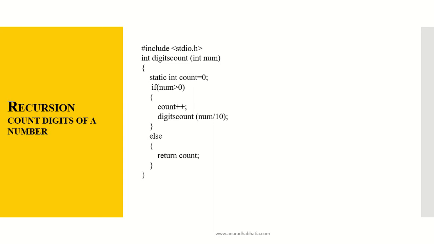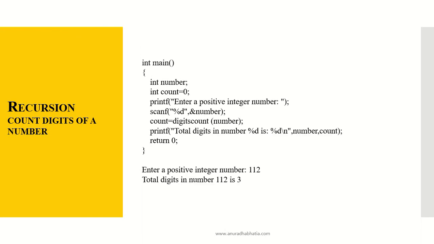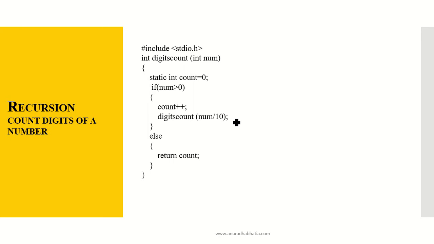Now let's see another program that counts the digits of a number. It will count how many digits are there in a number. So this is my function and this is my main function. In main, I have an integer number, count is equal to 0, printf, enter the positive integer. I've taken the example of 112, so the total digits in the number 112 is 3. So I pass the number 112 from here and it will go to this particular function.